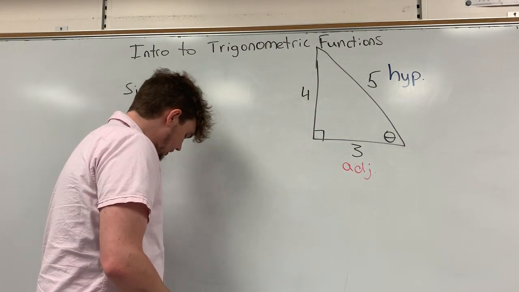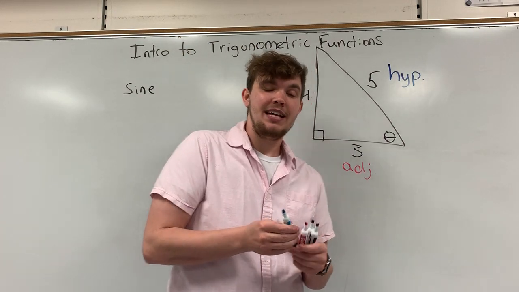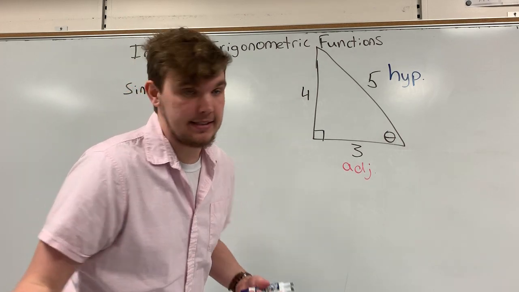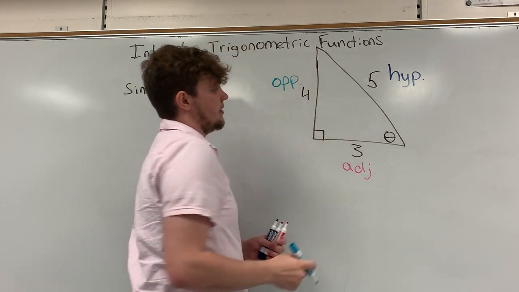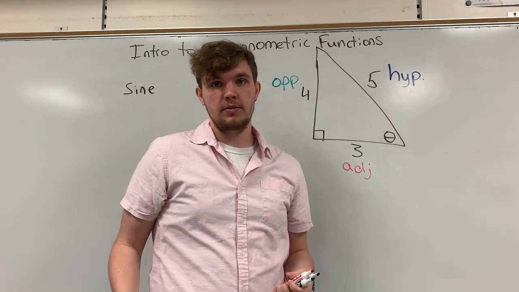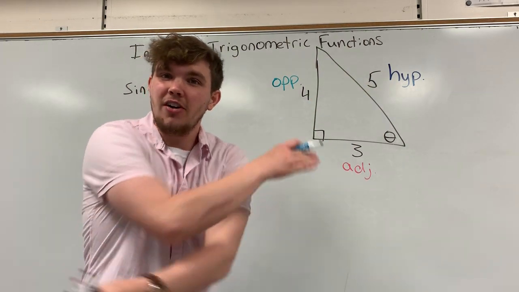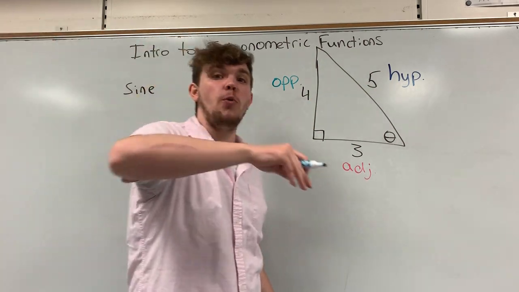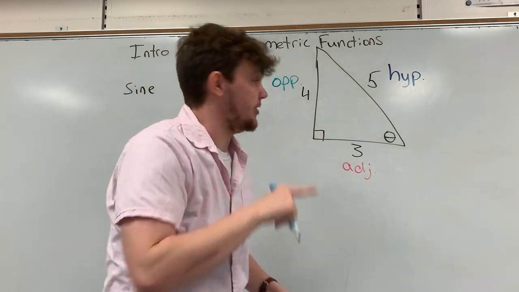Okay, and then the last side that we haven't talked about yet is the opposite side, right? It's the opposite side because it's directly opposite from theta. Does that make sense? So this dark blue is always the hypotenuse. The longest side is always the hypotenuse, no matter what. That's it, I promise you.